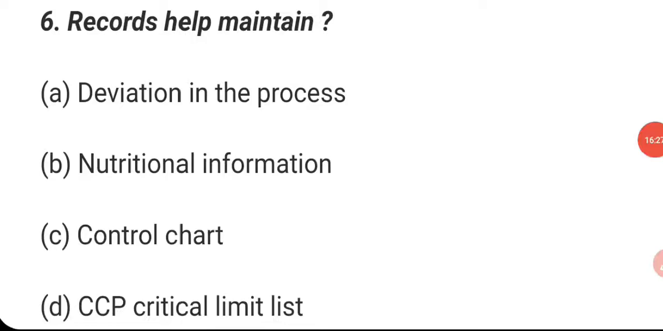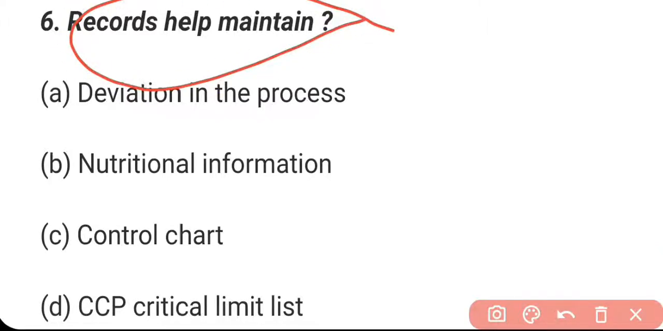Okay. Then next, records help maintain what? It helps to detect deviation in the process. If there are any deviations in the process, then the records will show that there is a deviation, and that deviation should be what? Corrected. So records are important to check any kinds of deviations.